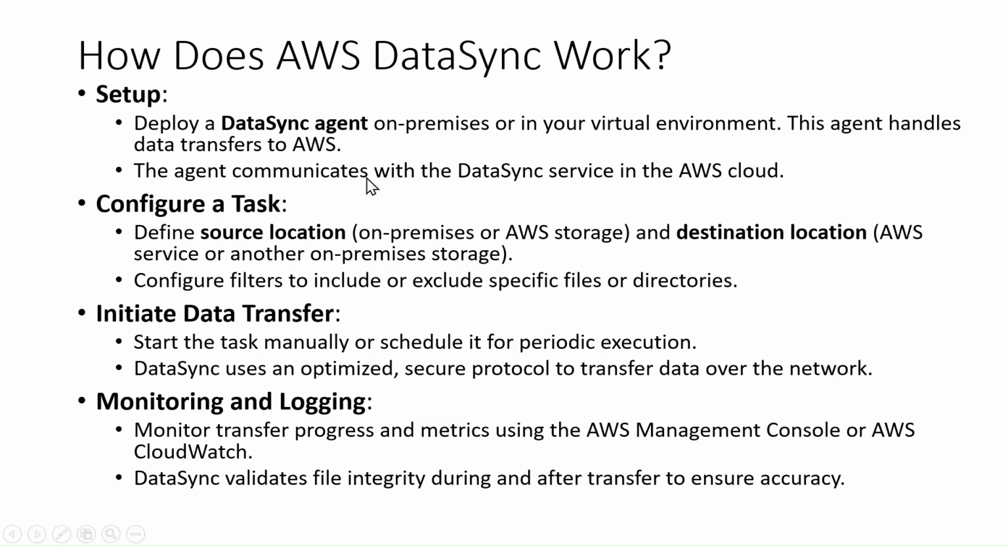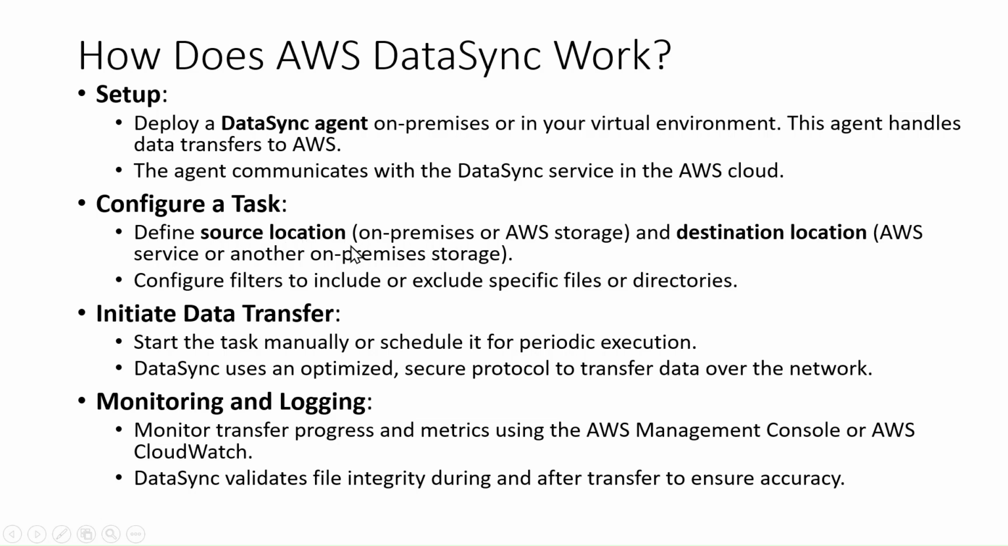The agent communicates with the DataSync service in AWS, that is the cloud. Initially, when the agent is triggered with new data, it notifies the DataSync service in AWS, saying that it has new data and will be pushing it, and asking it to store that data in the cloud. For that, I have to configure things in the cloud infrastructure: where my data is to be stored and what the transfer rate is, everything needs to be configured in AWS itself.